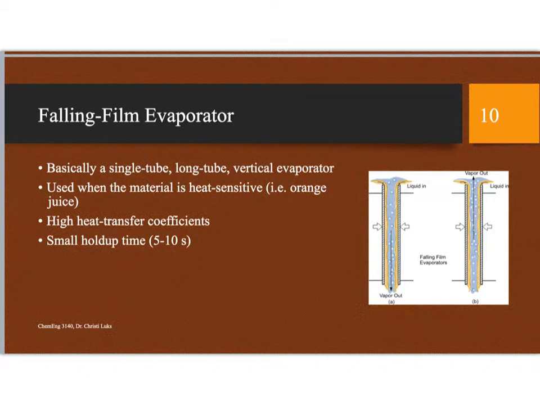A falling film evaporator is kind of like, just think of a single tube, a fairly wide diameter tube with fluid falling along the edges, and so kind of like a waterfall almost. So these typically get used when you have really heat sensitive materials. So like orange juice concentration is typically done in a falling film evaporator.